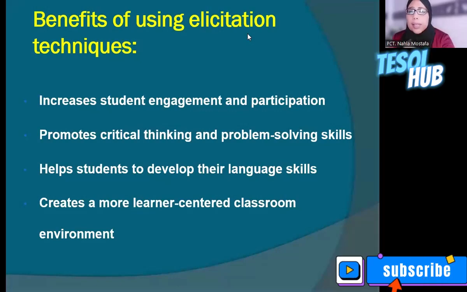So let's discuss, or let's think together, the importance of elicitation in the English language classroom. Of course, it increases the students' engagement and participation. And even if your students don't know anything about the word, you can help them with a picture, giving them definitions or synonyms or whatever. So it means now that you differentiate the instruction. It means now that I am asking a question that matches all the levels in my class.